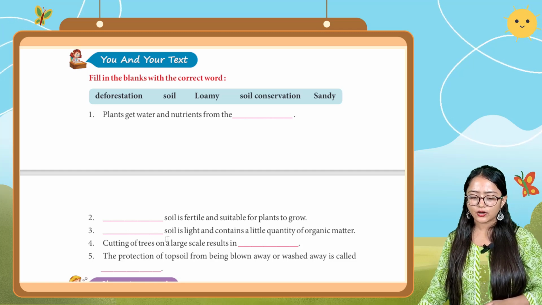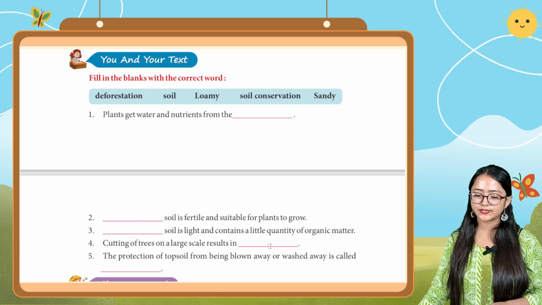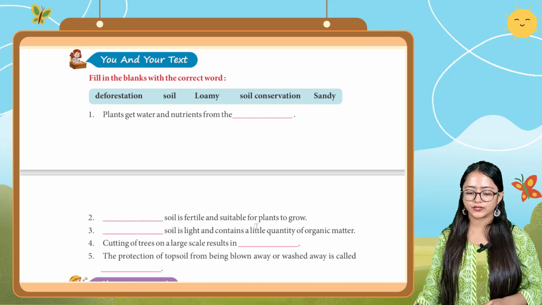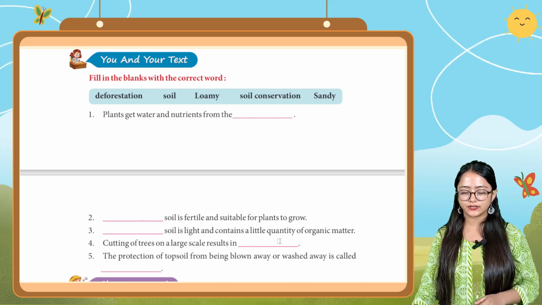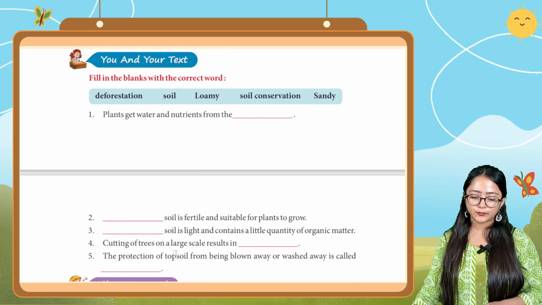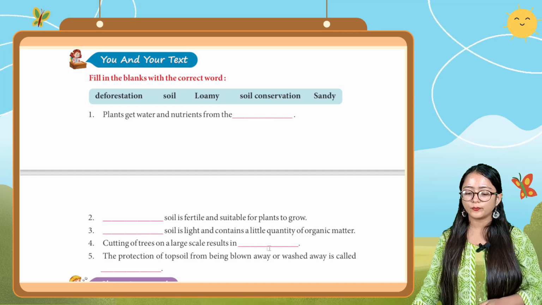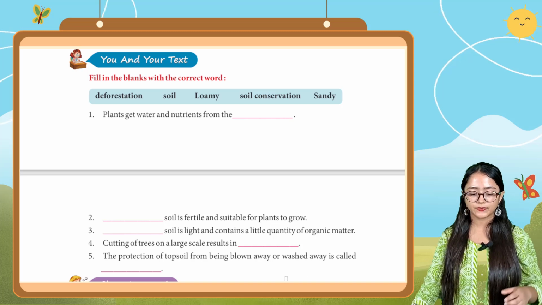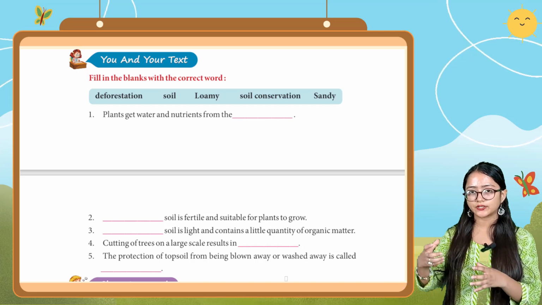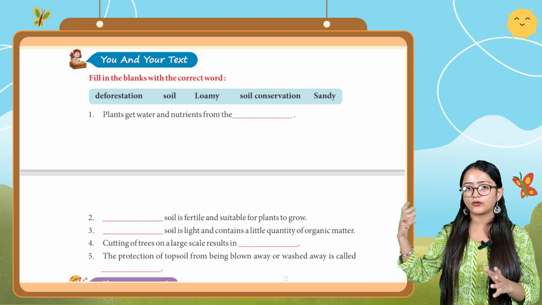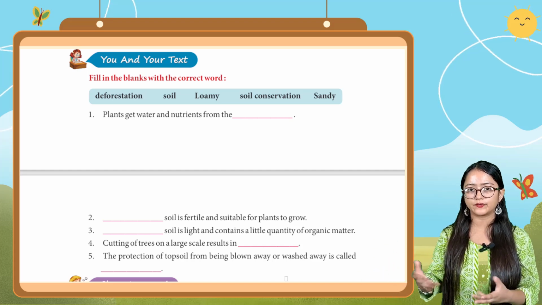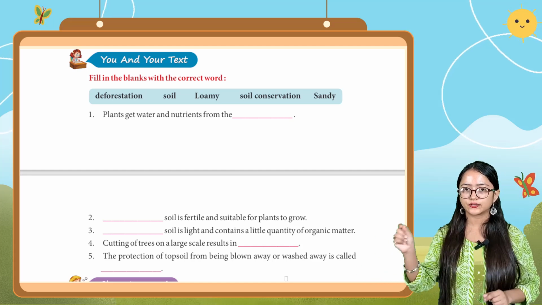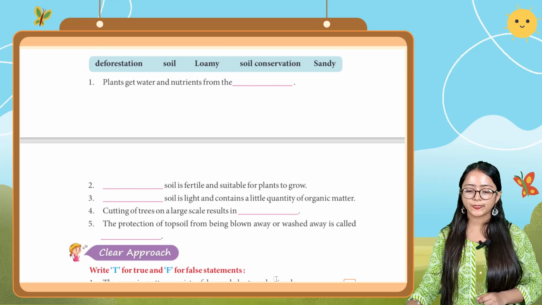Okay. Cutting of trees on a large scale results in dash. So cutting of trees on a large scale is known as deforestation. So you have to write deforestation in this blank. Next one, the protection of topsoil from being blown away or washed away is called dash. So the protection of topsoil of being blown away or washed away by river water is known as soil conservation. You are conserving the soil. So just write soil conservation in this blank. Okay.